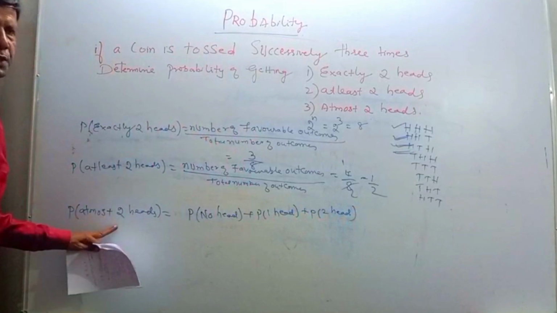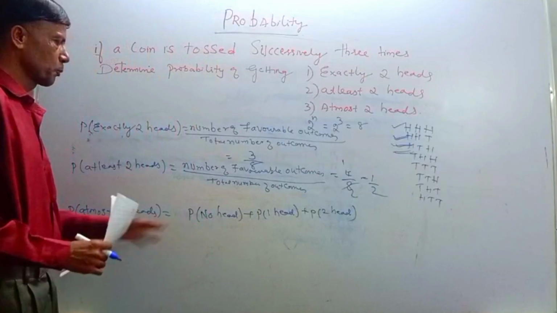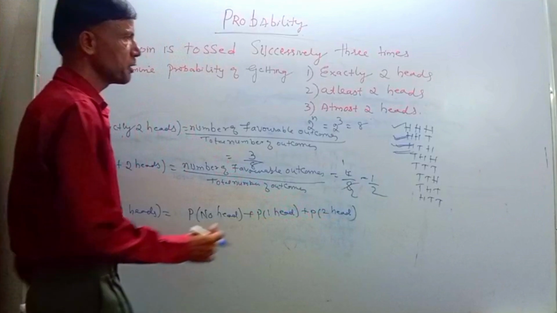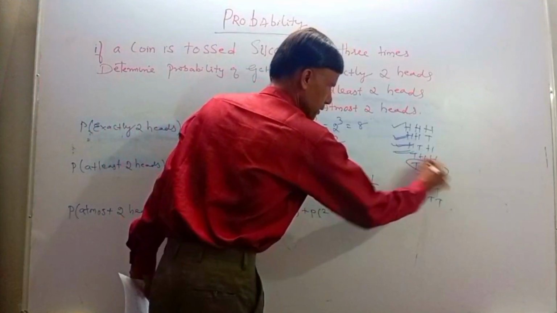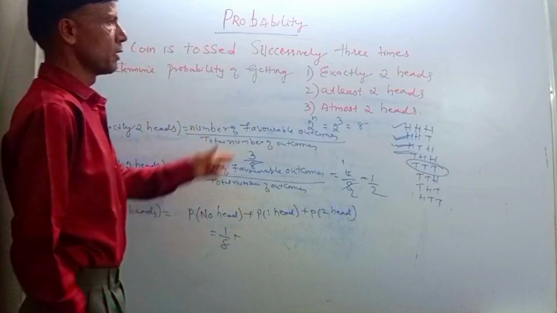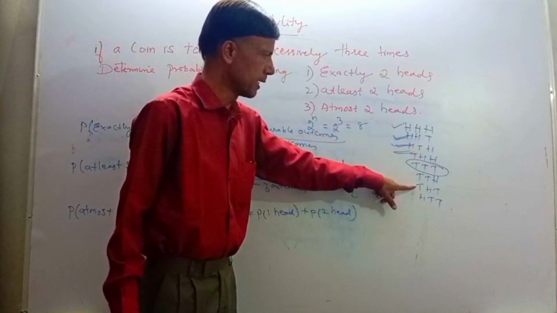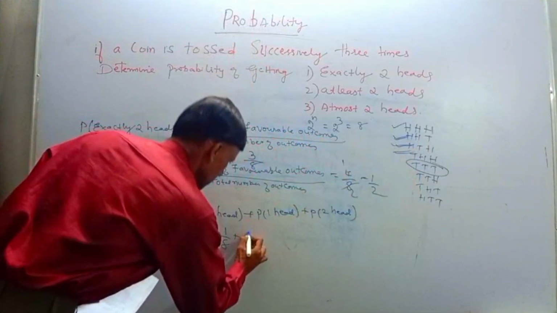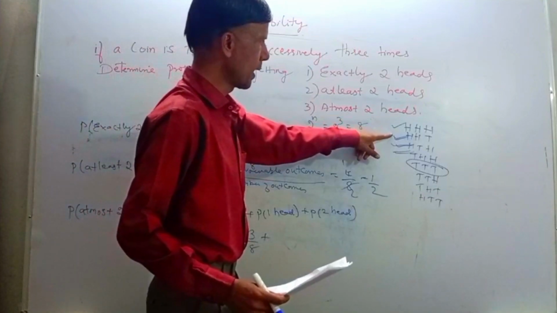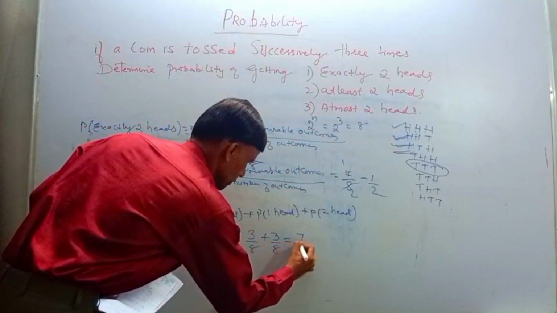If he asked at most three heads, you would have to take P of three heads. Here he is asking two heads, so P of no head plus P of one head plus P of two heads. P of no head is three tails, so 1 by 8, plus P of one head. See where the one head is coming: 1, 2, 3. So 3 by 8 plus P of two heads, which is also 3 by 8. Total 7 by 8.